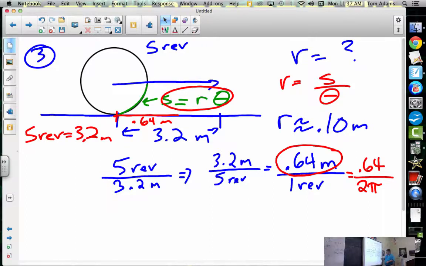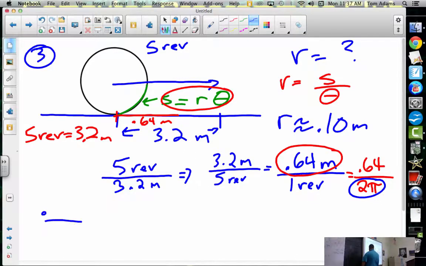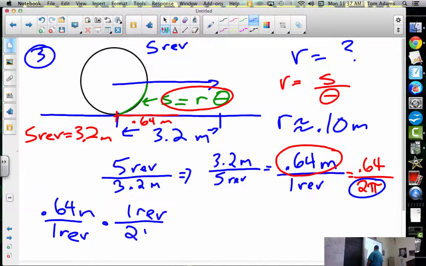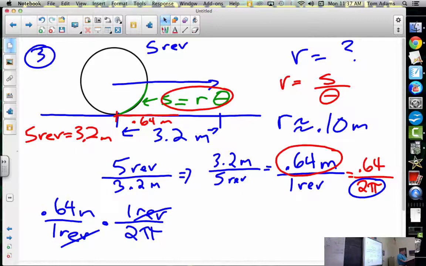Now, if you're curious about this, how do I justify just putting the 2 pi in here? Another way to write it is 0.64 meters to 1 revolution, times 1 revolution, which is equal to 2 pi radians. And then these cancel, and I just skipped a step. Any other questions about this one?